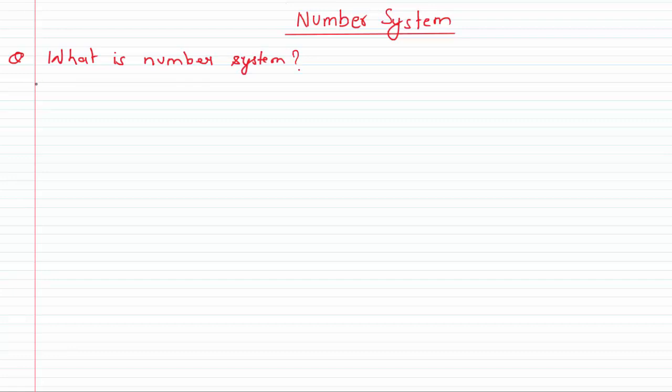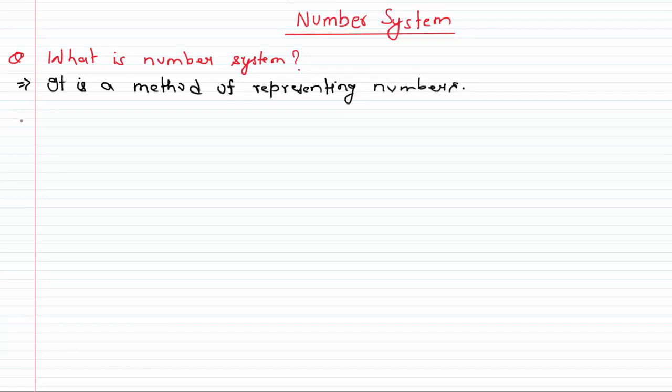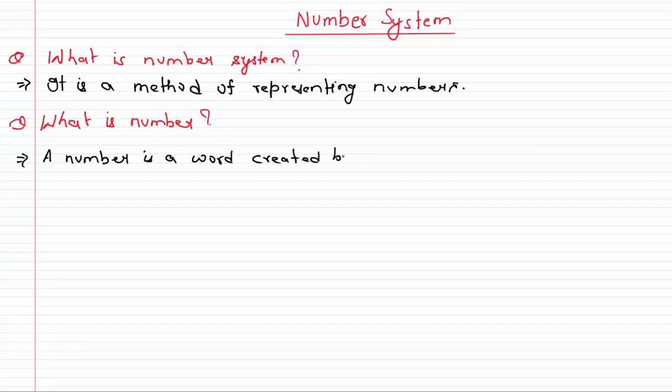So the answer for this is, it is a method of representing numbers. The next question should be, what is number? And answer for this is, a number is a word created by the combination of digits with the help of certain rules.